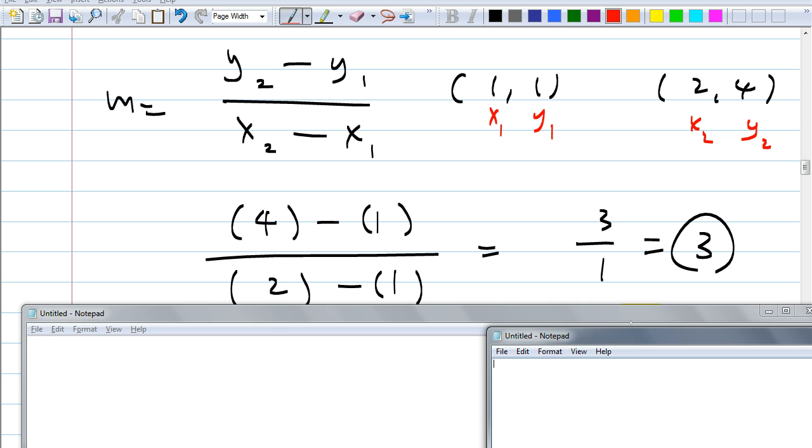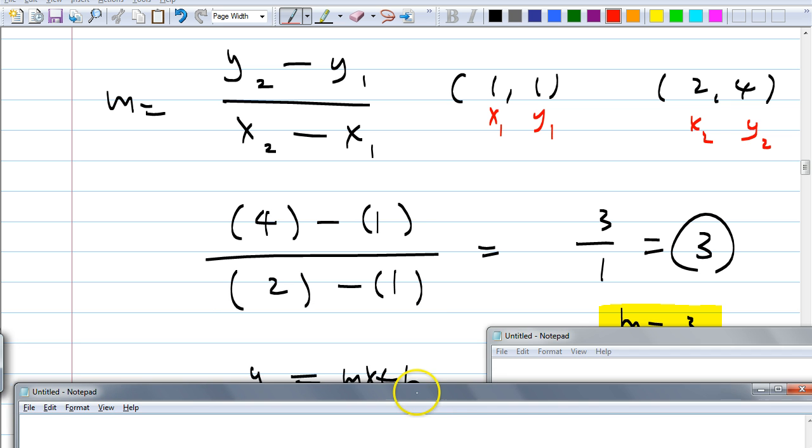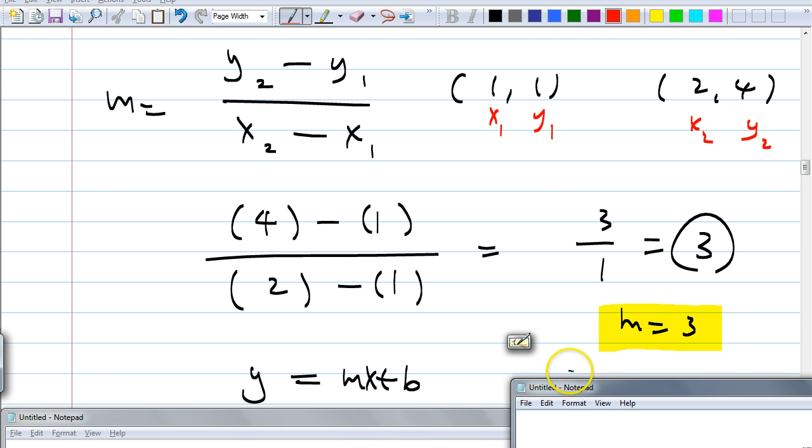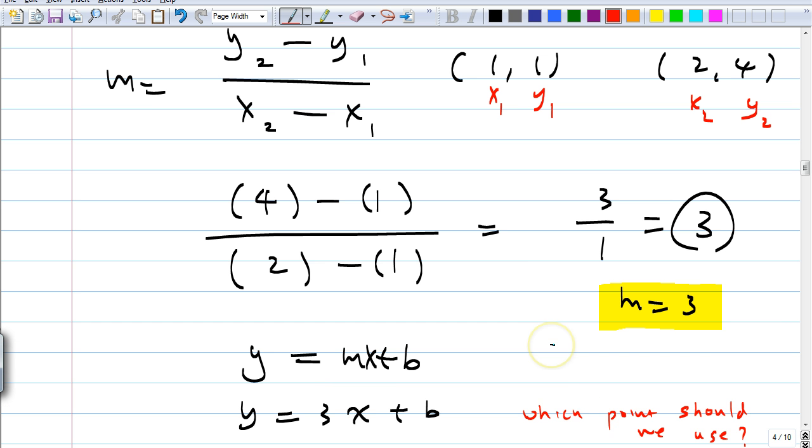Once you get 3, now it's the same exact thing as before. We have the slope. How do we find the y-intercept? Well, it's just like the previous example, right? You plug in y equals mx plus b, right? And now, to find b, which point should we use? We have 2 points. Now this is key. Which point should we use here?